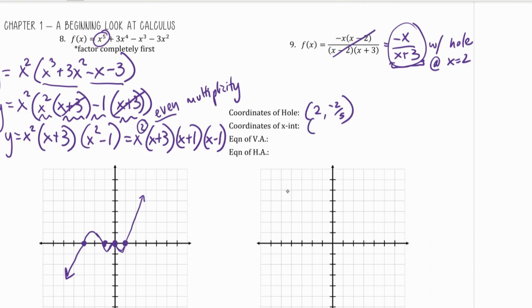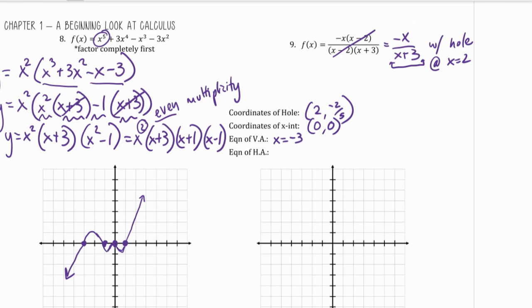So I have an x-intercept of (0, 0), because that's what makes my numerator equal to 0. That's where my zeros are. What makes your numerator equal to 0? And then your vertical asymptote is what makes your denominator equal to 0, and that would be x equals -3.